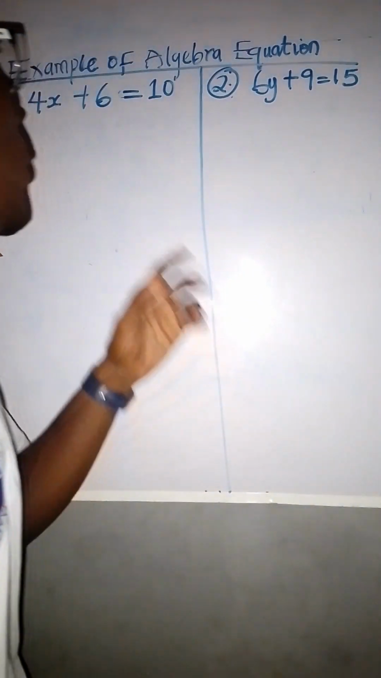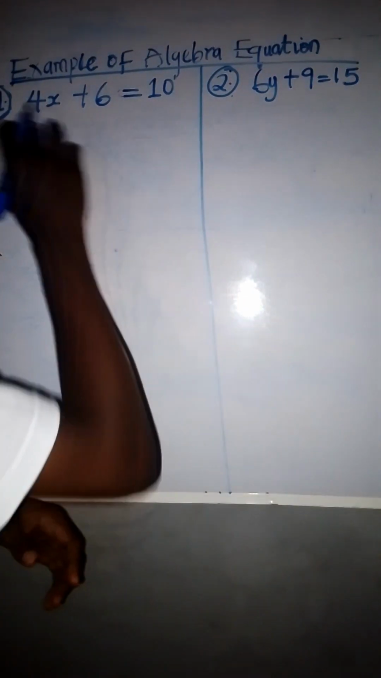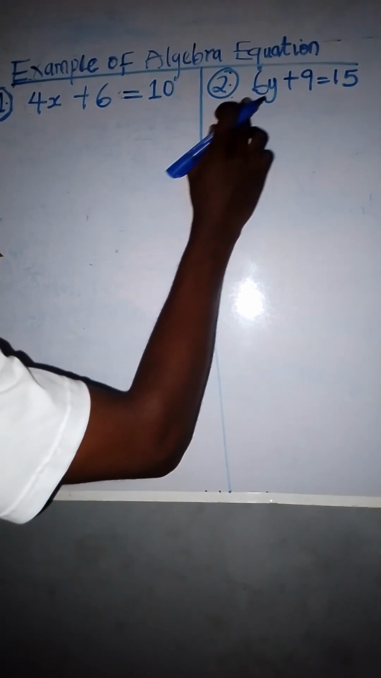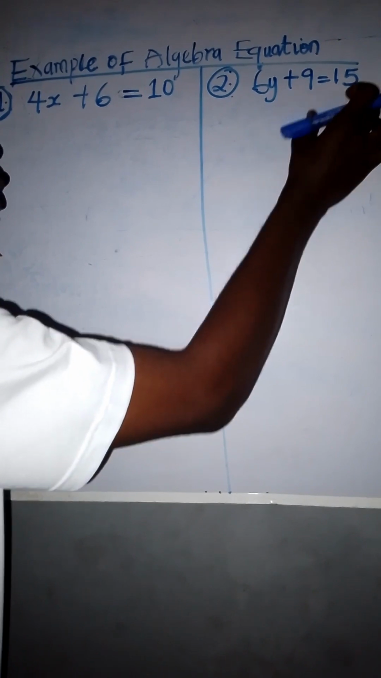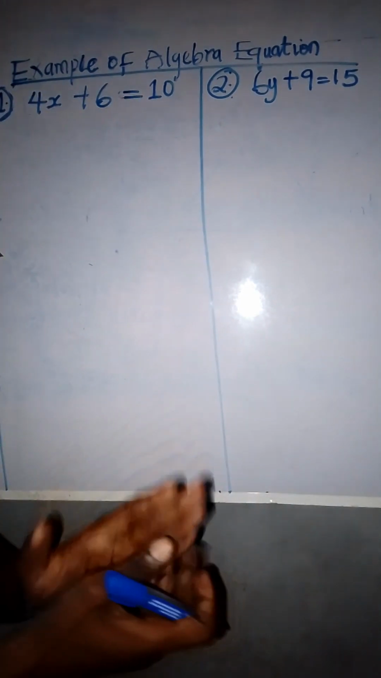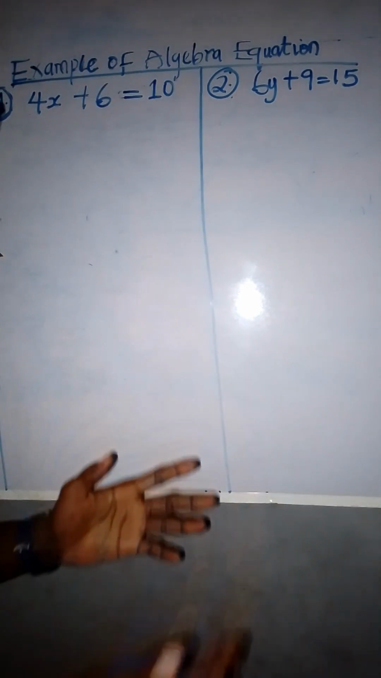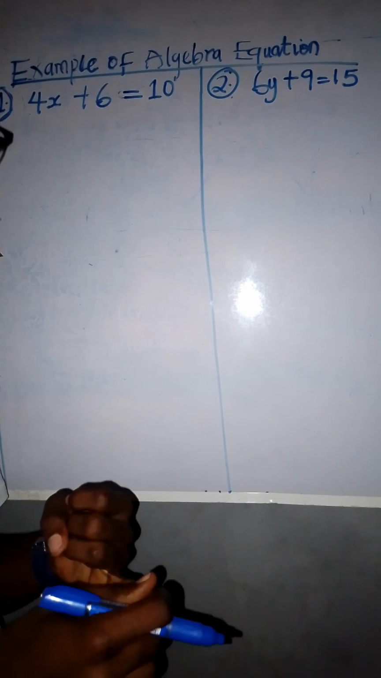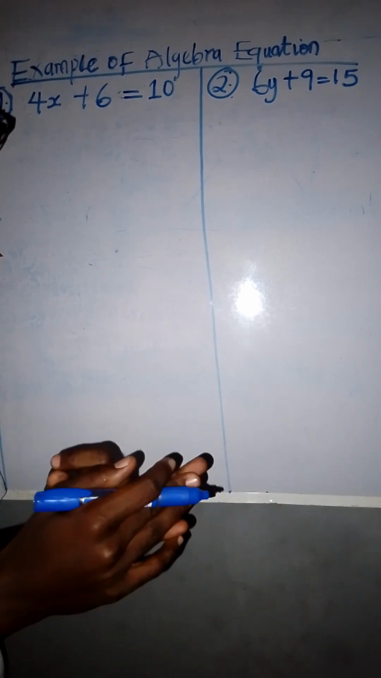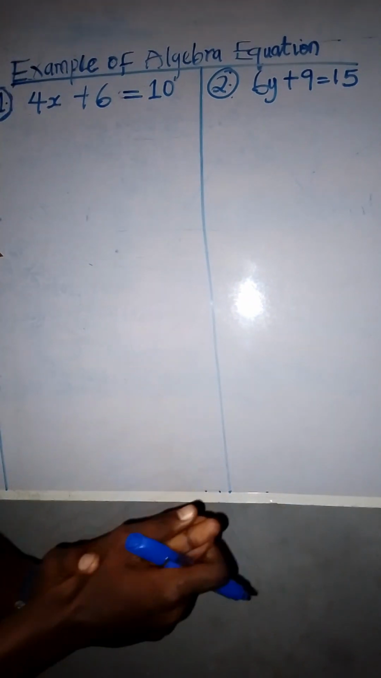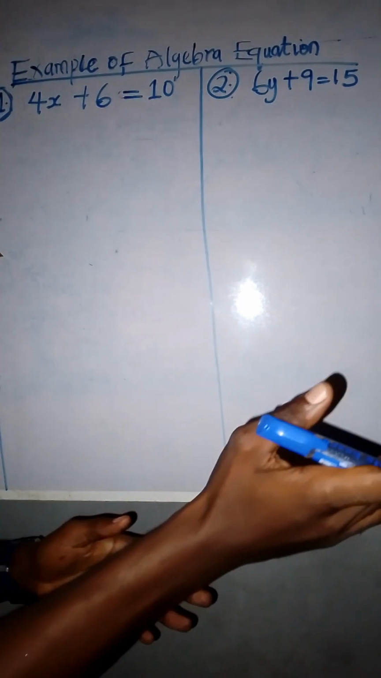Alright, today we have examples of algebraic equations. The first one here we have 4x plus 6 equal to 10. I also have another example, 6y plus 9 equal to 15. In our previous video, I told you how to identify an algebraic equation, and I said you have to look for the letter, which is a variable, you look for the numbers, then you also look for the constants, and also look for the operator, and also the equal to sign.